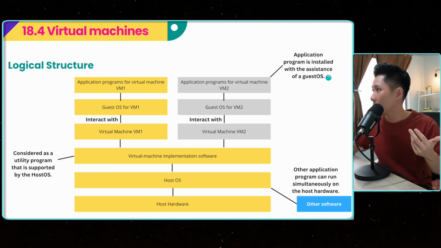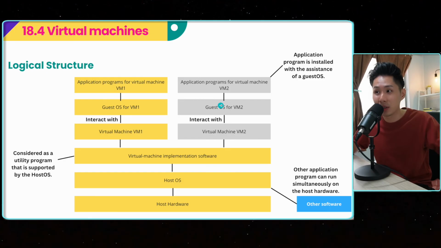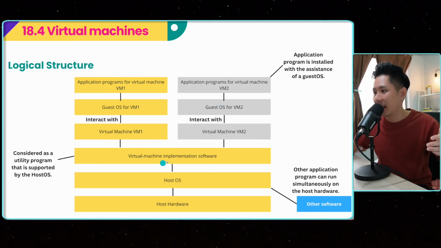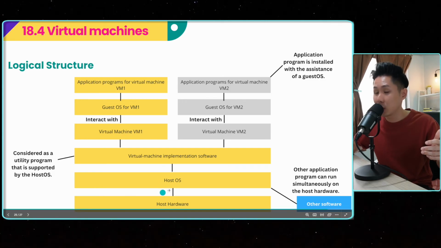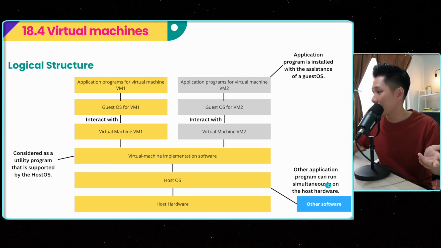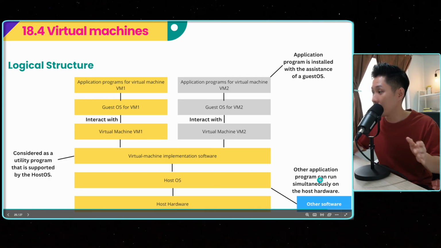Okay, so the application program is installed with the assistance of the guest OS. The guest OS is not the OS that Apple gave me. And then the virtual machine is considered a utility program supported by my host OS, which is Mac OS. And then other application programs can run simultaneously on the host software.